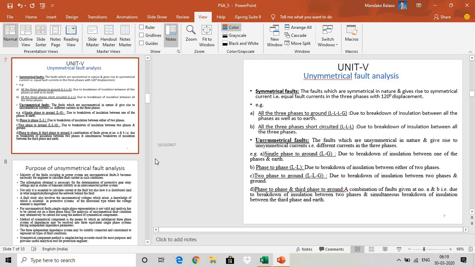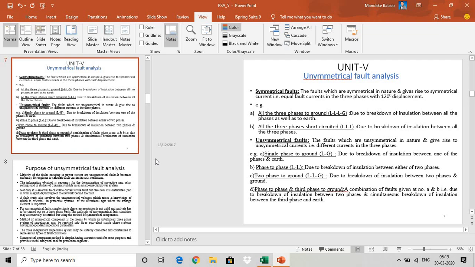So what are the examples of the symmetrical fault? The first example is all the three phases to ground, that is triple LG fault, and it occurs due to the breakdown of insulation between all the three phases, as well as these open conductors come in contact with the ground. And another example of the symmetrical fault is all the three phases short circuited. That is, whenever the insulation between all the three phases gets damaged, at that time all the three phases come in contact with each other, and this type of fault occurs. So that means triple LG and triple L are the examples of the symmetrical fault.